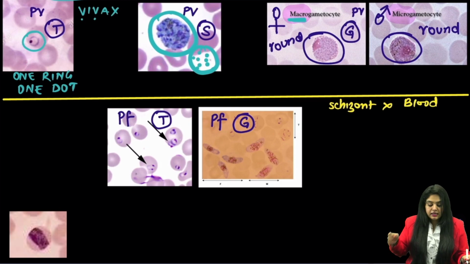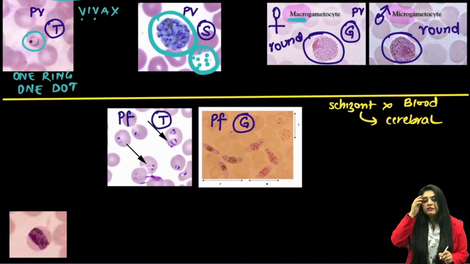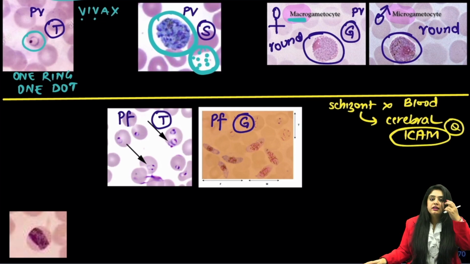It's in the brain. Can you tell me there is going to be cerebral involvement by attaching to which receptor in the brain blood vessels? Which receptor does it attach to? ICAM1. It attaches to ICAM. That is a question, that there is attachment of Plasmodium falciparum. How does it attach to the brain vasculature? It attaches to ICAM1.